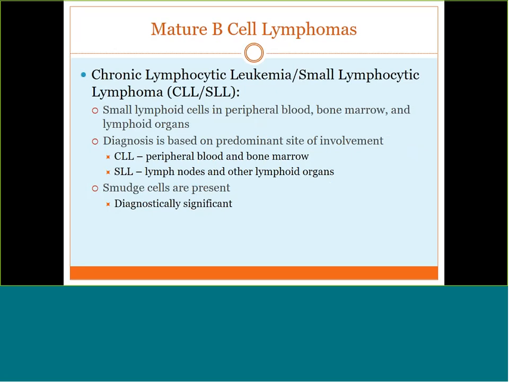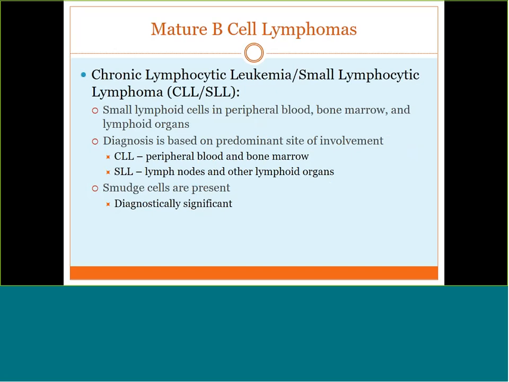So we will go through our lymphomas, and we have them categorized by whether they're affecting the B-cell lymphocytes or the T-cell lymphocytes. So we're going to start with the mature B-cell lymphomas. The first one has a dual name. It can either be called chronic lymphocytic leukemia, CLL, which is more in the bone marrow, and small lymphocytic lymphoma, SLL, which would be more the lymphoid part.